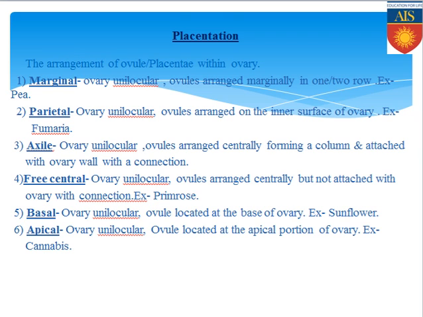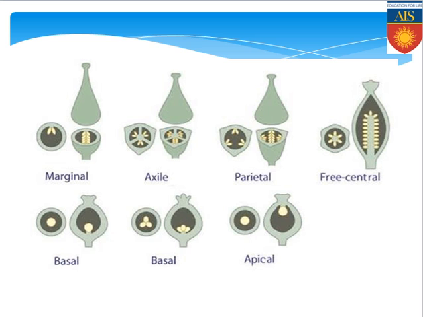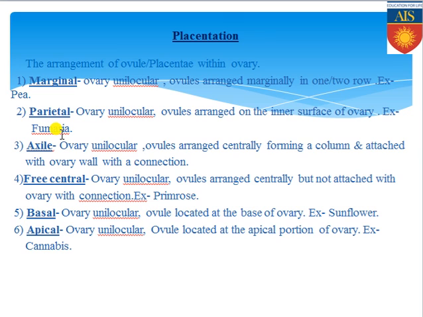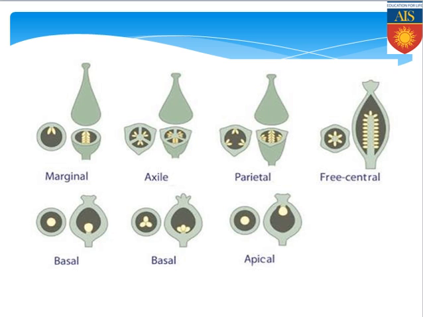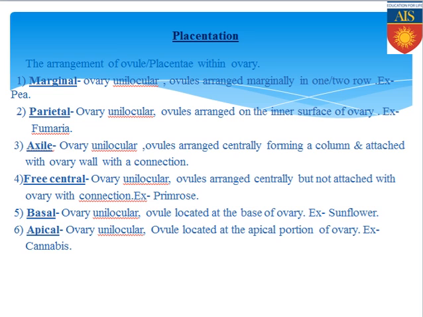I am just showing you the picture so that it will be clear to all of you. This is the marginal placentation. You can see the ovules are present along the margin. So that's why it is marginal placentation. Second, parietal placentation, where the ovary is unilocular, that is single chamber containing, and ovules are arranged in such a manner along the inner surface of the ovary, that is called parietal. So let's see parietal. The ovules are present along the inner wall of the ovary. So this is known as parietal placentation. Next example is Fumaria.